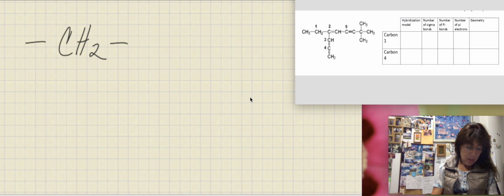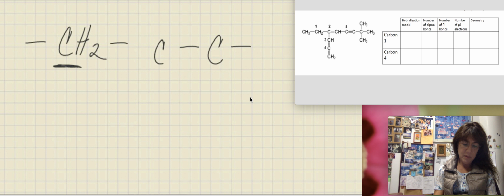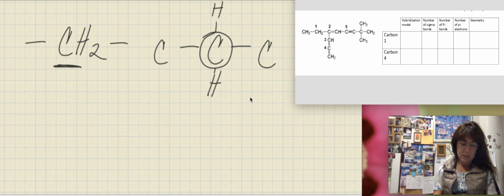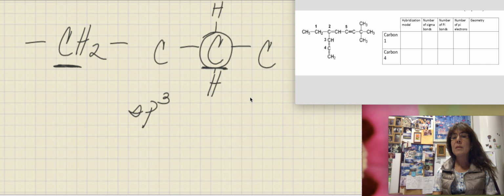Okay, this carbon atom is forming four single bonds: with another carbon, with another carbon, with a hydrogen, and with a hydrogen. What hybridization model is responsible for making us understand the structure of this carbon atom? You're having an sp3 hybridization model.